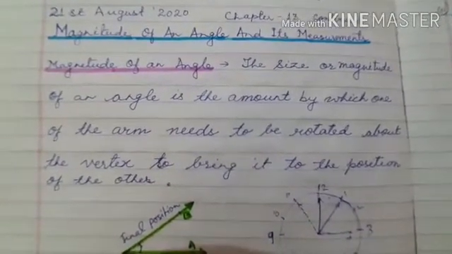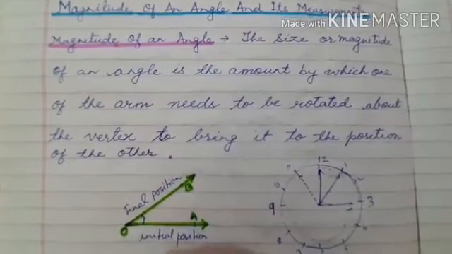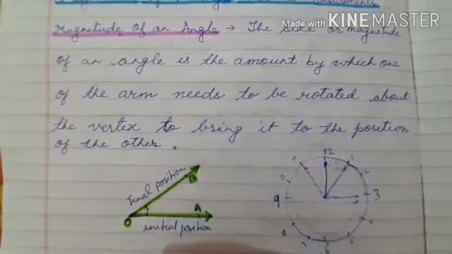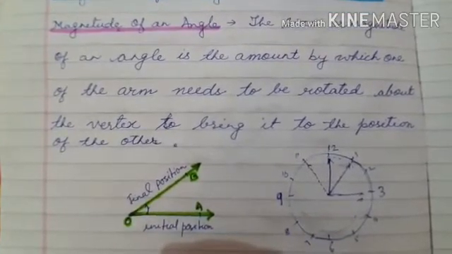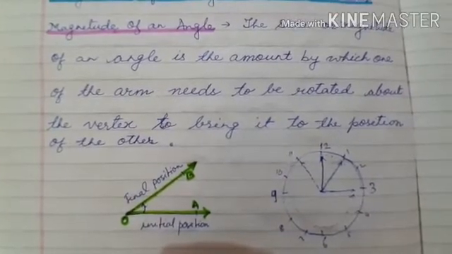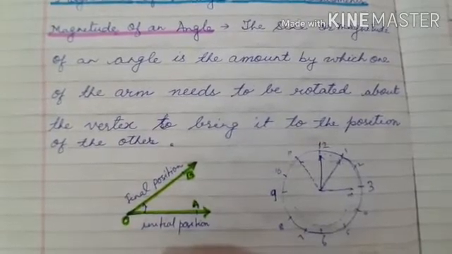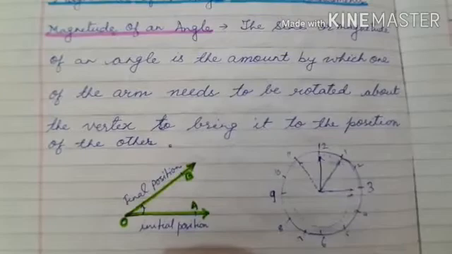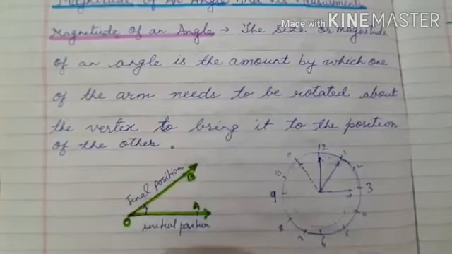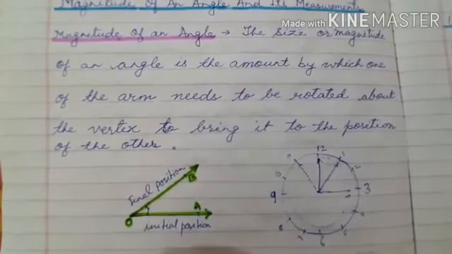Magnitude means size. So, we can define the size or magnitude of an angle as the amount by which one of the arms needs to be rotated about the vertex to bring it to the position of the other. So we start from the initial position and we rotate the arm and bring it again to the initial position, and it is rotated about the vertex, that is O. Then that is called the size or magnitude of the angle.